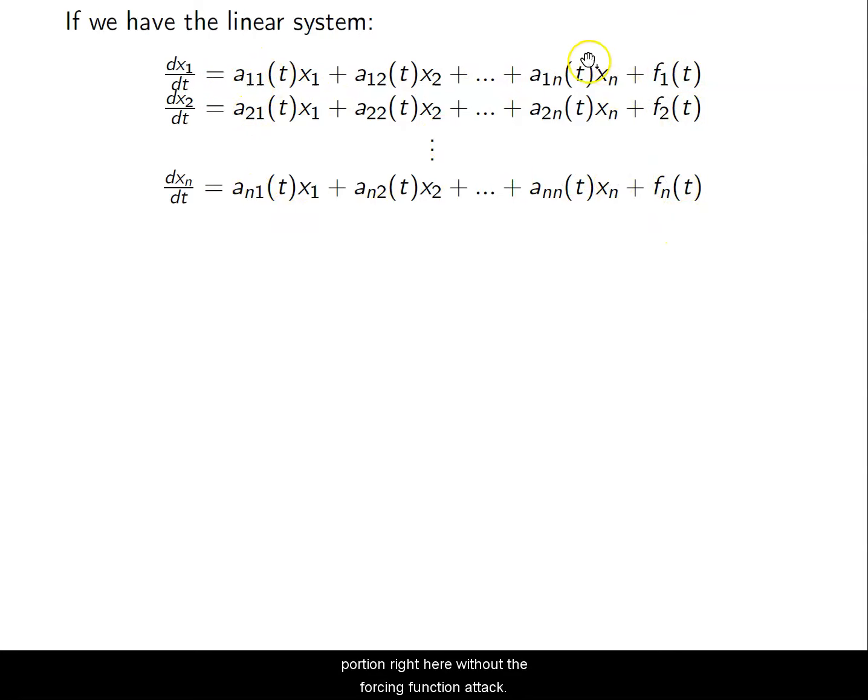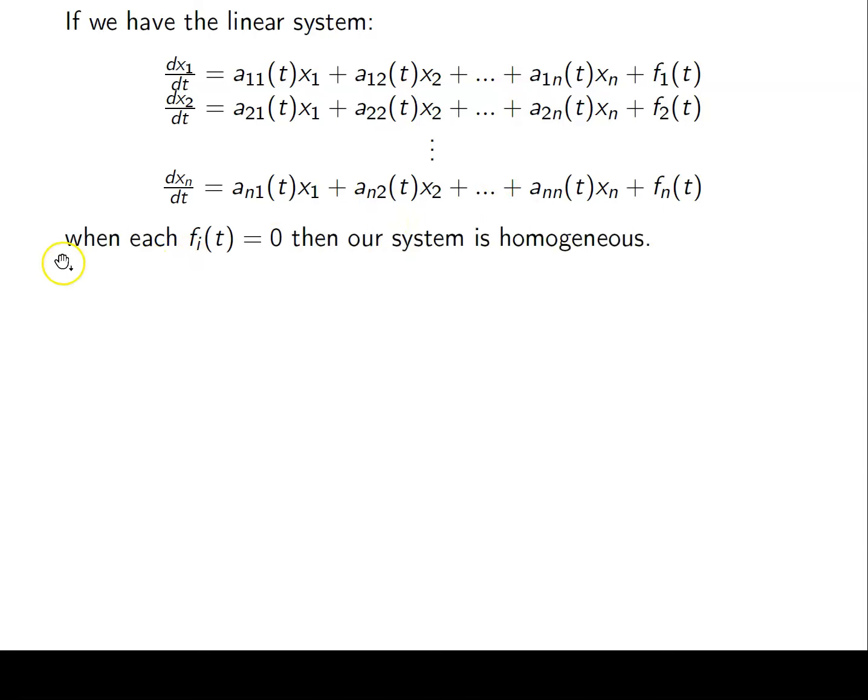So this portion right here, without the forcing function attached and without my derivatives here, creates a matrix, which we'll get into in a second. This matrix has n elements, 1, 2, 3 to n, and n elements 1, 2, 3 up to n. So it's n rows and n columns. The columns go this way, so there's 1, 2, up to n of them, and there's 1, 2, up to n rows. So we call that an n by n matrix. Now, if each of these forcing functions on the end are 0, we have a homogeneous system.